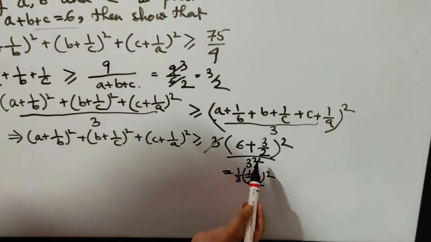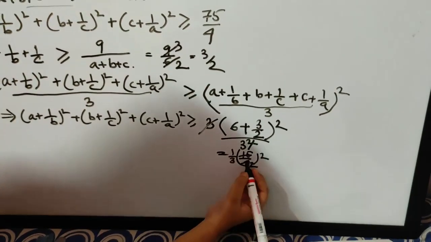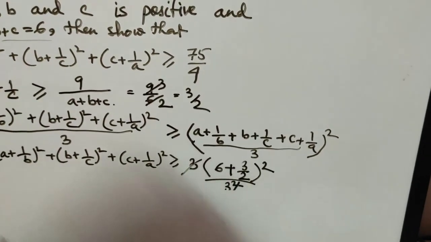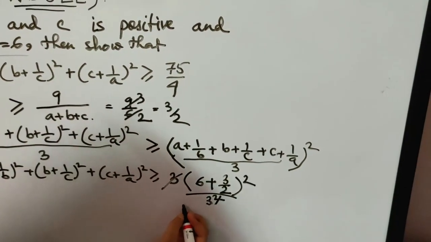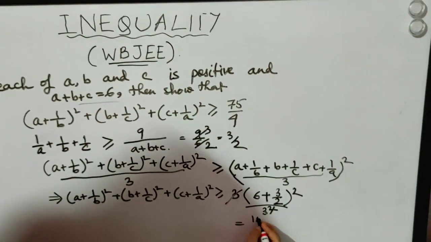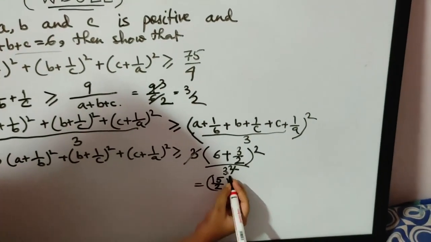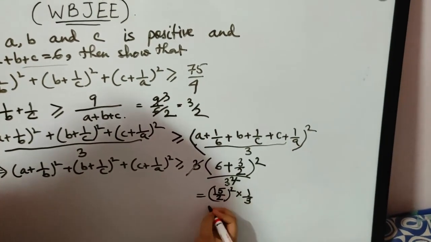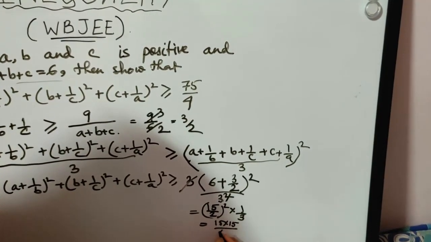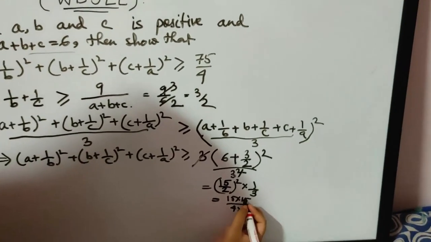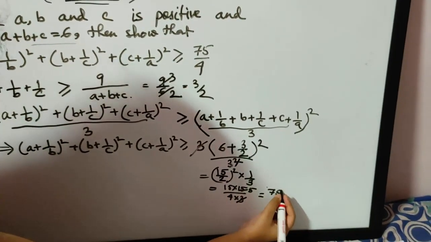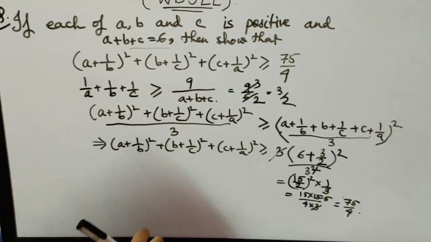Okay, I have made a mistake over here. This should be 15 by 2 whole square, not 4 whole square. So I am rubbing it off. So this we have as (15 by 2) whole square into 1 by 3. So we have 15 into 15 by 4 into 3. So cancelling 3 with 15, we have the result as 15 into 5, that is 75 by 4, and this is what we have to show over here.